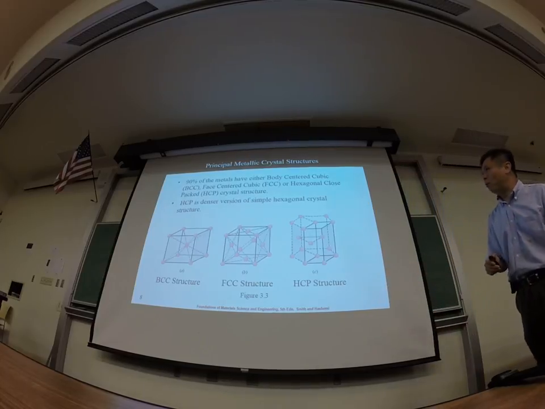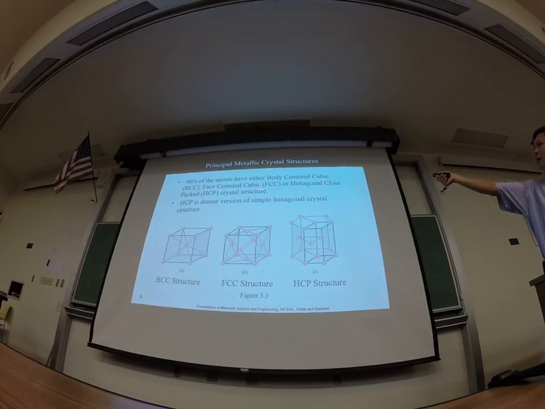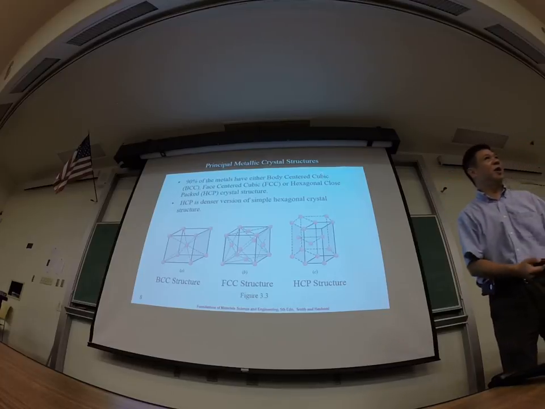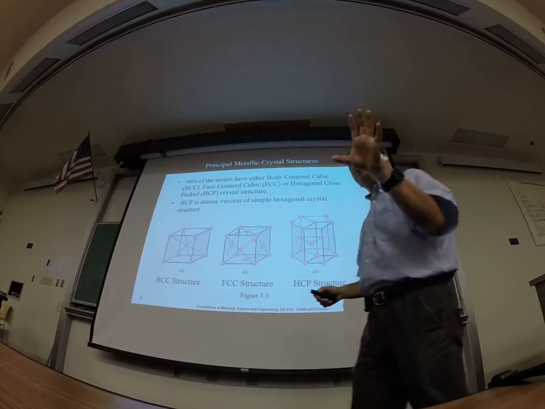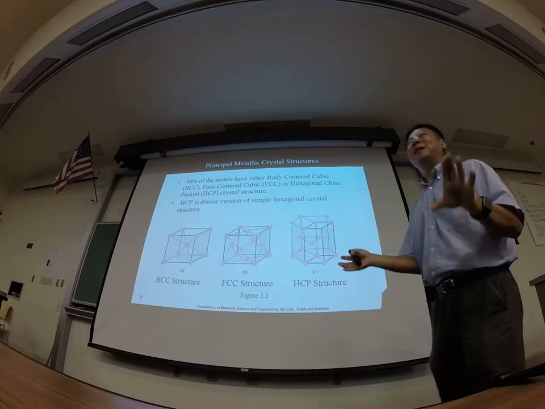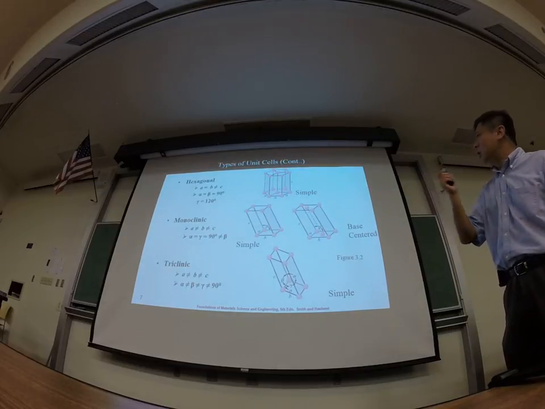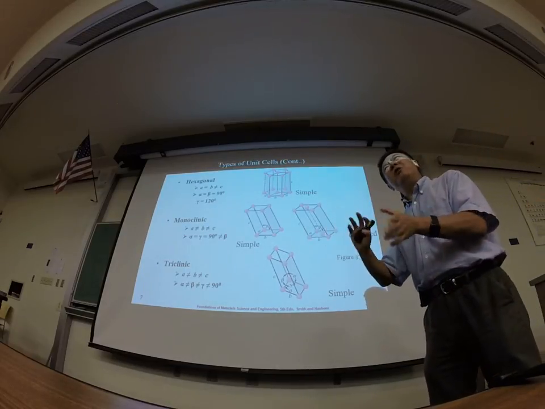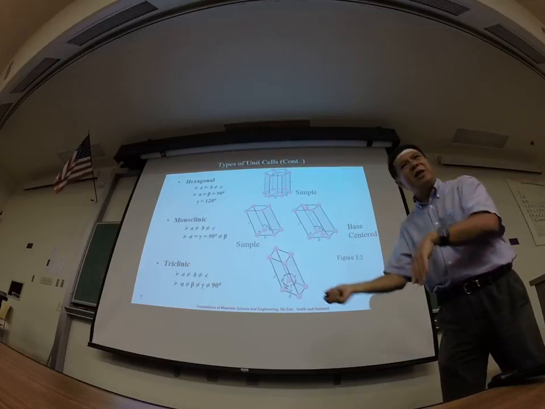These are three important ones, but the most important, I should say, are the FCC and the BCC. HCP is important, but as I mentioned, we do not have time to really consider the hexagonal structure.